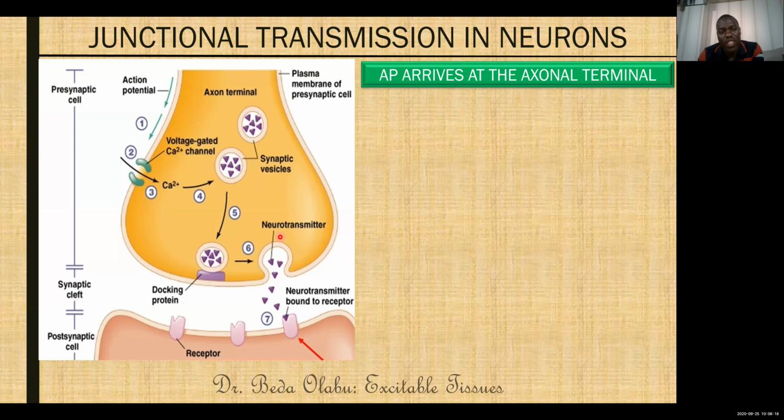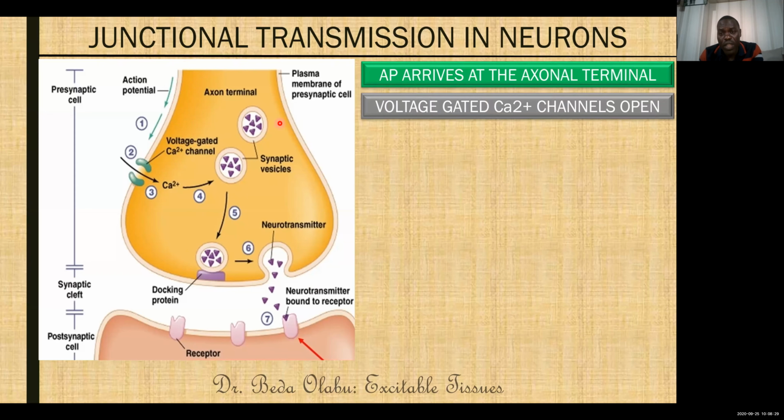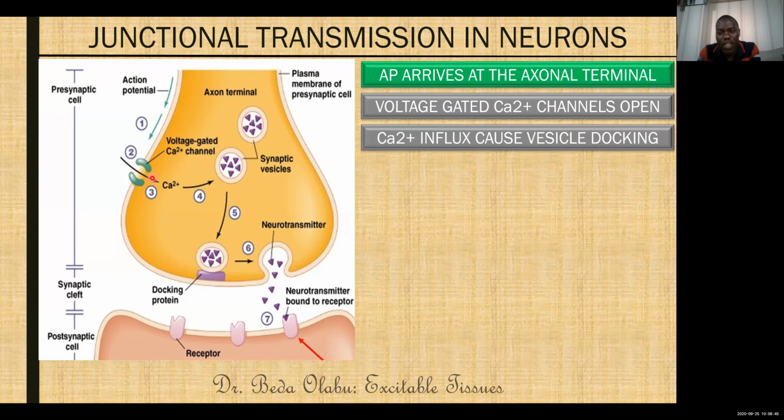So, in a nutshell, we've said that for signals to move from this cell to this cell, first of all, an action potential will have to arrive at the end of the axon. Once the action potential has arrived at the end of the axon, it will cause voltage-gated calcium channels to open at the end of the axon. And that means you're going to have calcium influx. When you have calcium influx, the synaptic vesicles are going to move to the cell membrane in what we call docking.